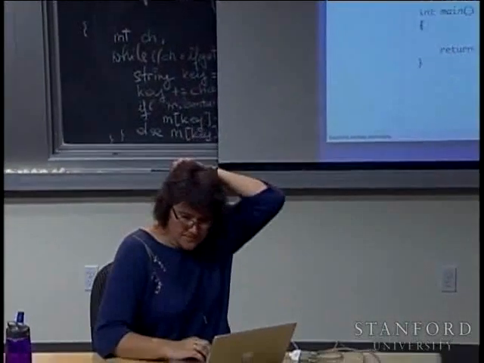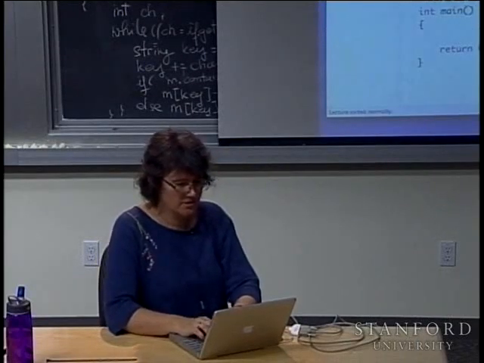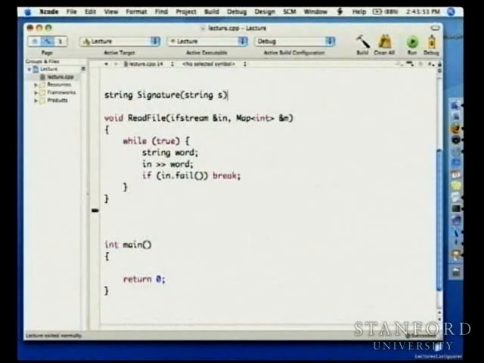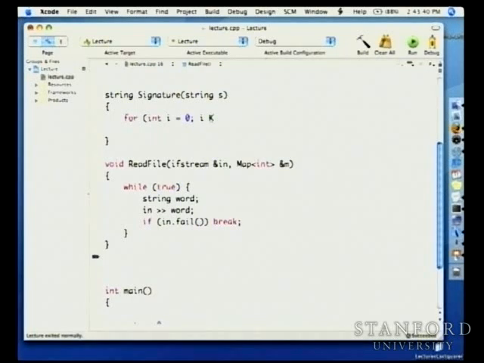Let me write the, I'm going to call this the signature function. Given a string, it's going to alphabetize it. So I'm going to write the dumbest version of this ever, but I'm just going to use a simple sorting routine on this.